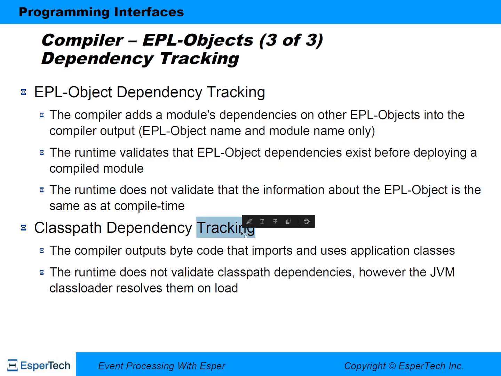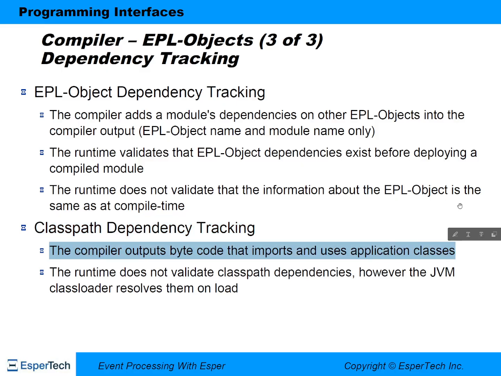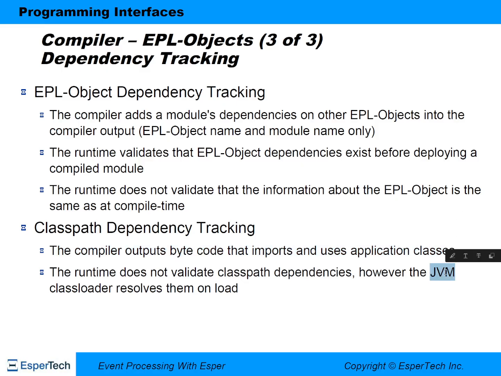In respect to class path dependency tracking, the compiler outputs bytecode that imports and uses application classes. The runtime does not validate class path dependencies, however the JVM class loader resolves them on load. Therefore, in development, changes to public or protected application classes that are used in EPL should be tracked.